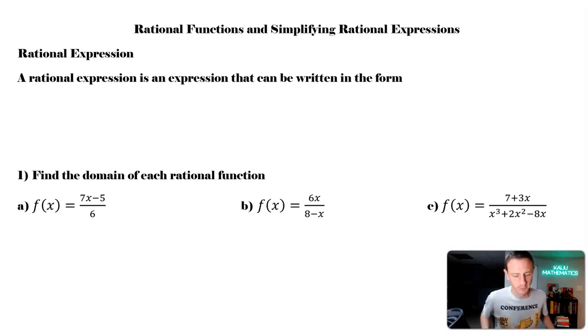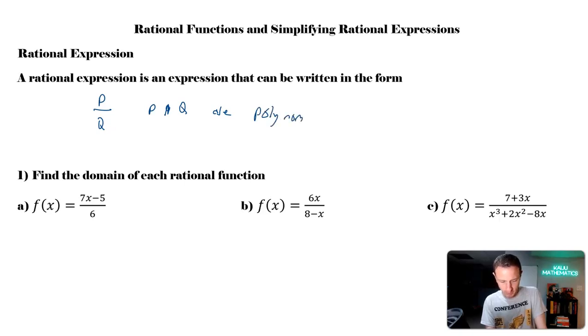Today we're going to be talking about rational functions and simplifying rational expressions. So this is a really big concept. A rational expression is an expression that can be written in the form of P over Q, where P and Q are polynomials, and Q cannot equal 0, because you can never have 0 in the denominator because it's undefined. So that Q polynomial cannot equal 0.